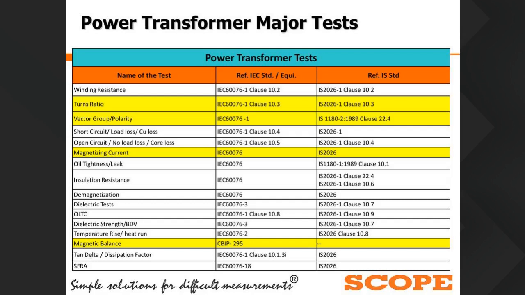So with the help of TTRM, we can find out transformer turns ratio, transformer voltage ratio, vector group detection, polarity of single phase, then magnetizing current of single phase as well as 3-phase transformer, and magnetic balance. Basically, magnetic balance test is not recommended by IEC or IEEE, but in India all the customers are doing the test. It is recommended and given in the CBIP standard. So with the help of TTRM, we can do all these 5 tests with our single instrument, the TTRM, transformer turns ratio measurement.